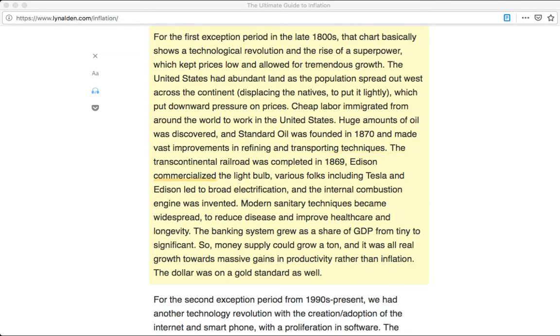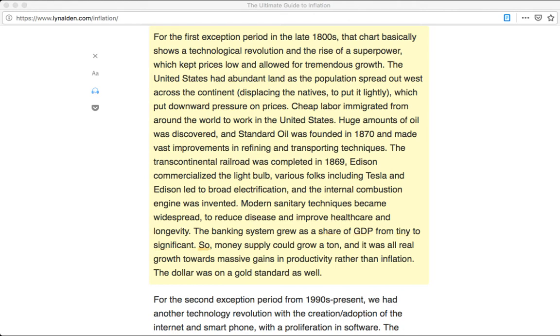Edison commercialized the light bulb. Various folks including Tesla and Edison led to broad electrification, and the internal combustion engine was invented. Modern sanitary techniques became widespread to reduce disease and improve healthcare and longevity. The banking system grew as a share of GDP from tiny to significant.